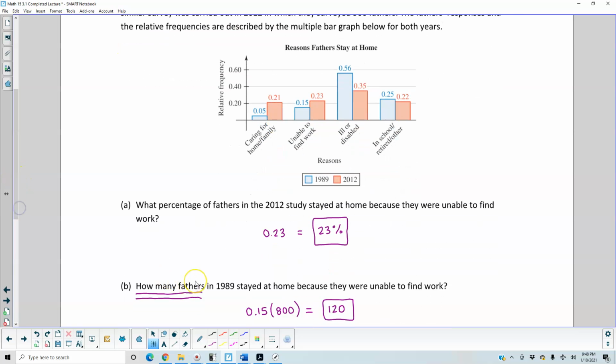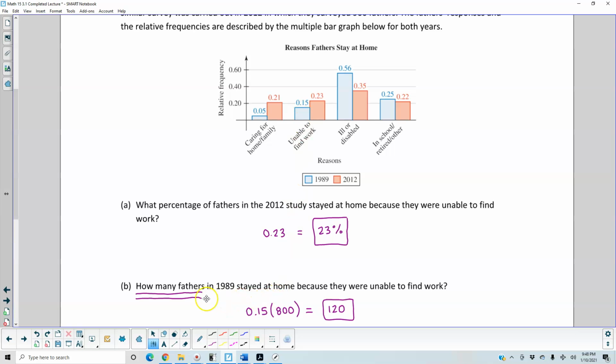Part B, how many fathers in 1989 stayed at home because they were unable to find work? Well, first and foremost, in 1989, we need to look at the blue, and we want to look at the category where they're unable to find work. So unable to find work, we see that the proportion is 0.15.